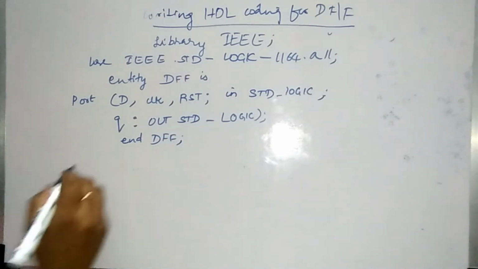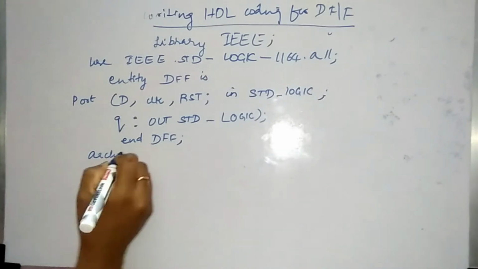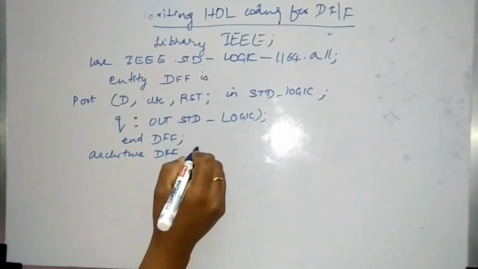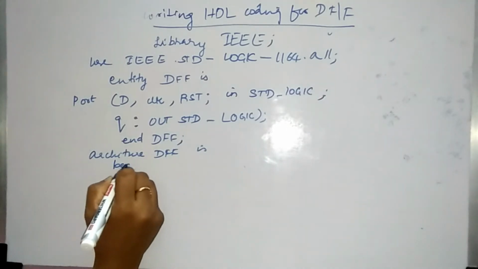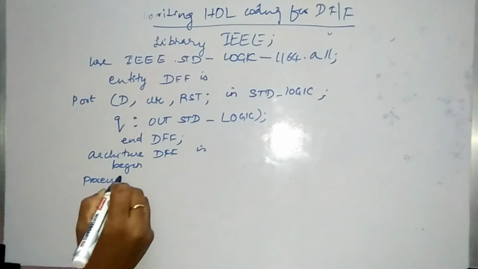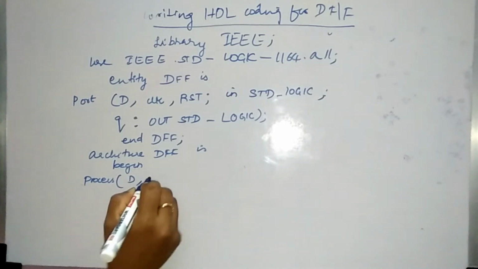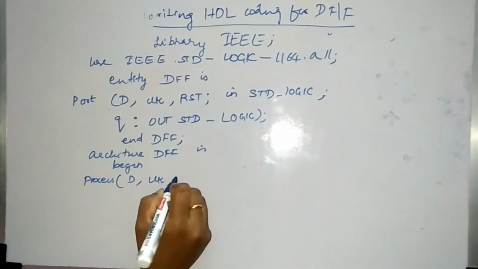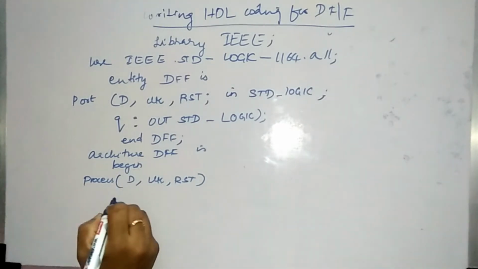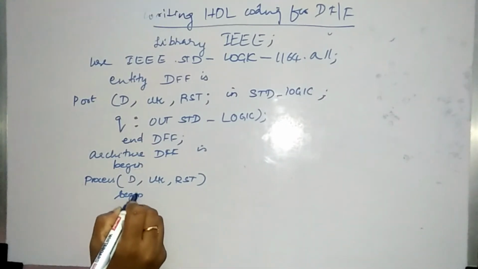Next is the architecture, which I've named D flip-flop, and then begin. Let me begin the process, as we usually do, with the inputs: D, clock and reset.